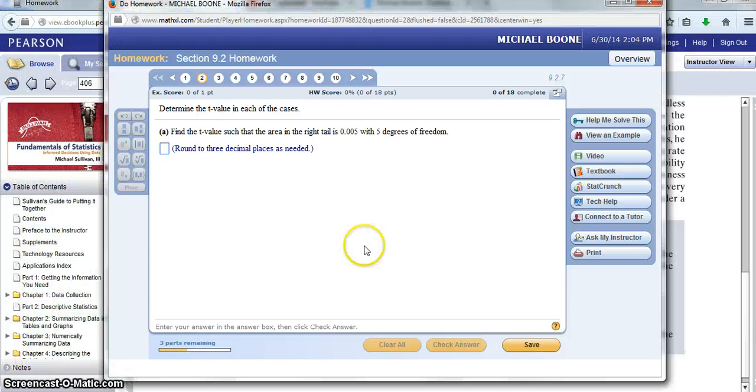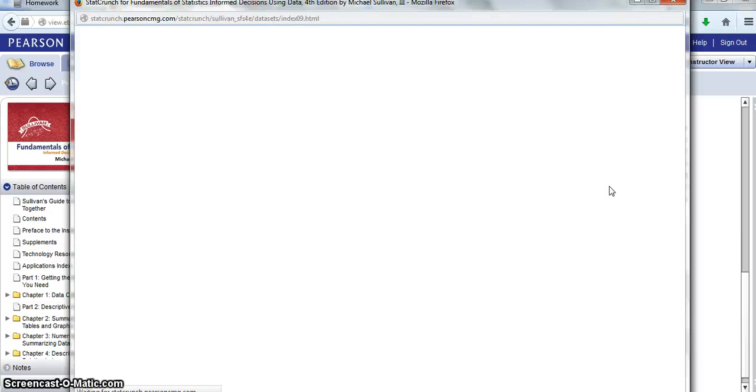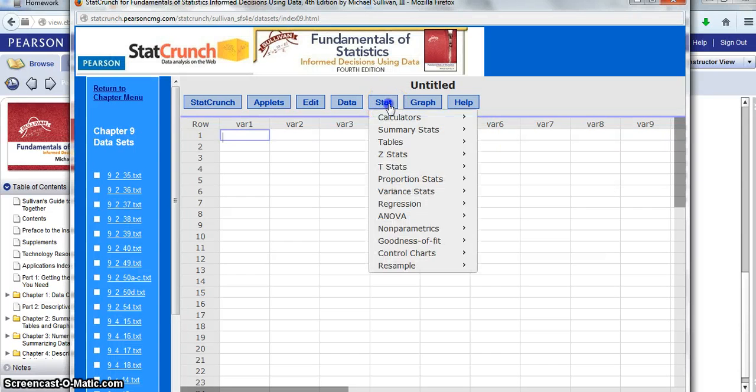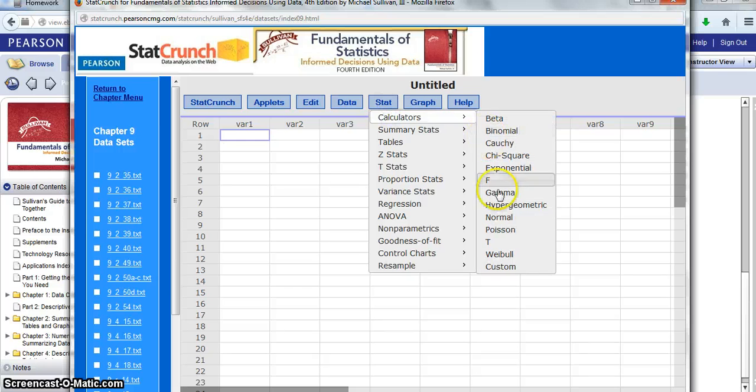If we go look at StatCrunch, they're asking us to find t-values so that the area in the right tail is 0.005 with degrees of freedom. Degrees of freedom is your sample size minus 1, so n minus 1. So if I open up StatCrunch, we can find out this information by going to Stat, Calculator, but we're going to look at a t-calculator this time.